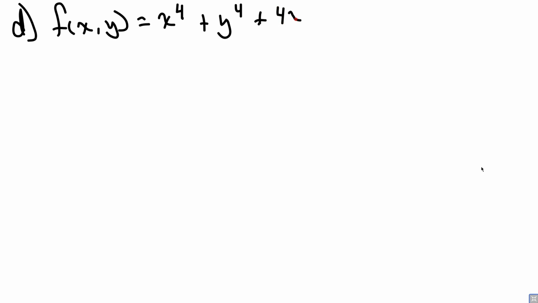All right, so we have f of x y is equal to x to the fourth plus y to the fourth plus 4xy. First, let's find all our partials. What's the partial with respect to x? 4x cubed plus 4y. What's the partial with respect to y? 4y cubed plus 4x.